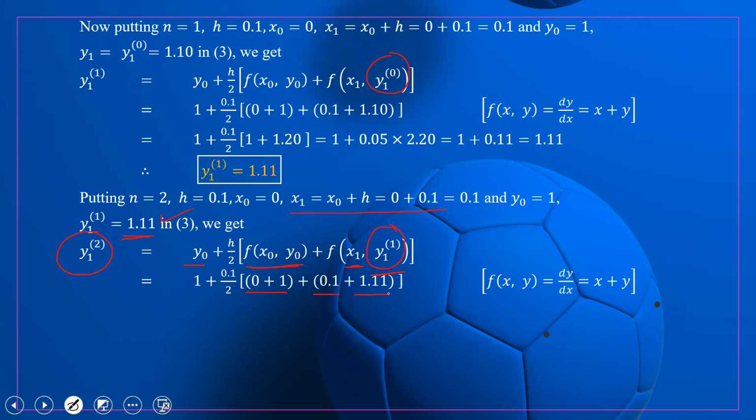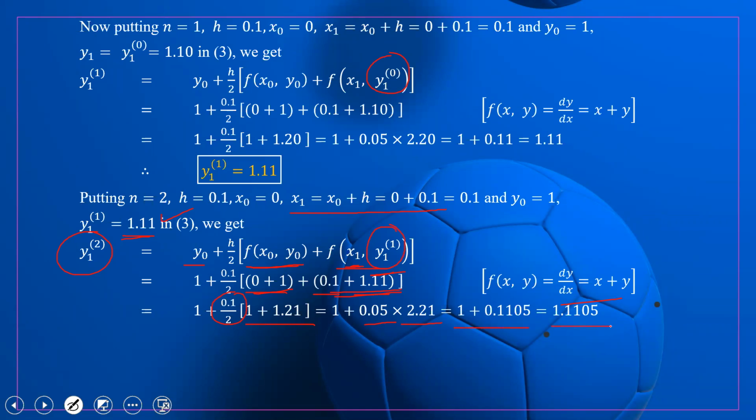And we calculate this by using this formula. So 1 plus 0.1 by 2, (1 plus 1.21), this is 1 and this is 1.21. If we add this, it is 2.21. 0.1 by 2 is 0.05. So we are getting 1 plus 0.1105, so this is 1.1105. This is a third approximate value of y1.